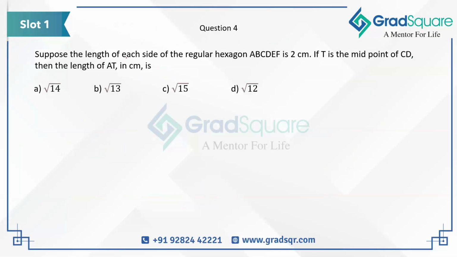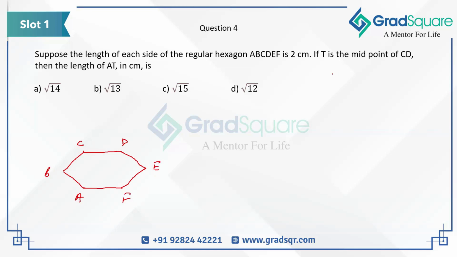Let's look at this. Suppose the length of each side of a regular hexagon ABCDEF is 2 centimeters. So I'm looking at a regular hexagon, and each side of this regular hexagon is turning out to be 2 centimeters. So this is your 2 centimeter that you are talking about. Let me mark the numberings as A, B, C, D, E, and F.